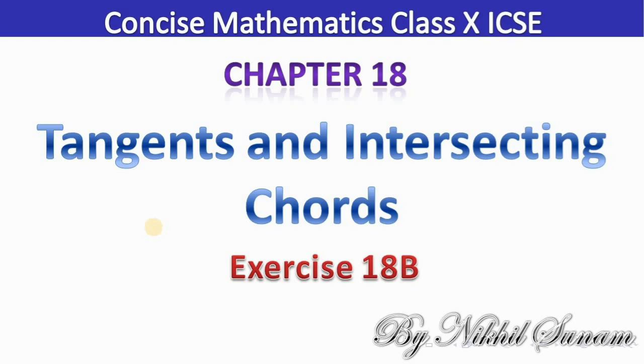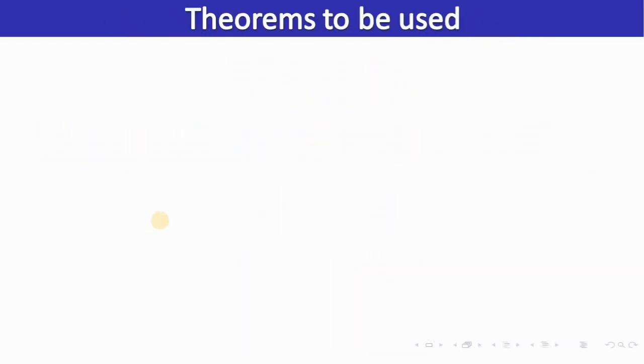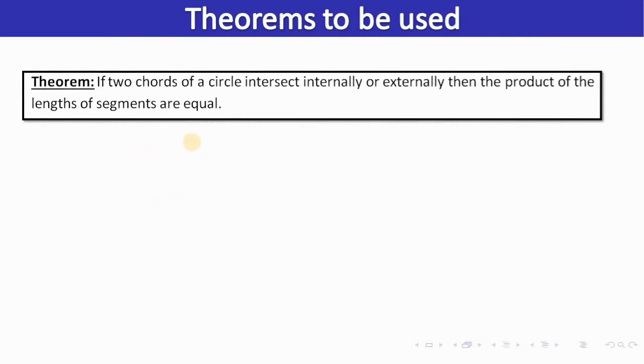Before I begin, let us see the theorems that are going to be useful in this particular exercise. The first theorem says, if two chords of a circle intersect internally or externally, then the product of the lengths of the segments are equal.